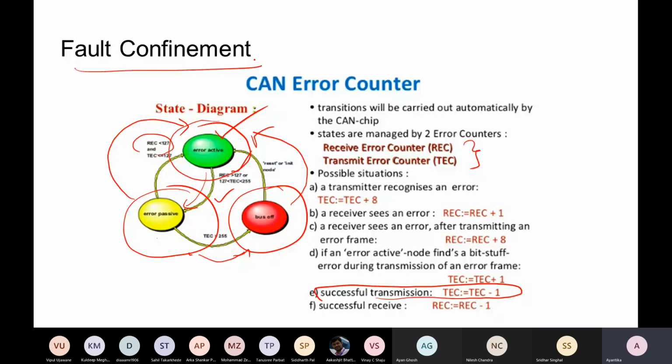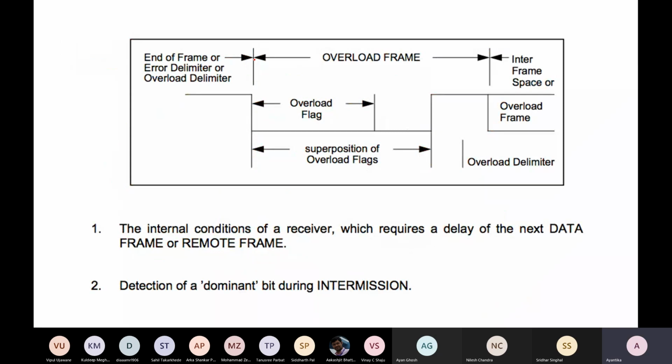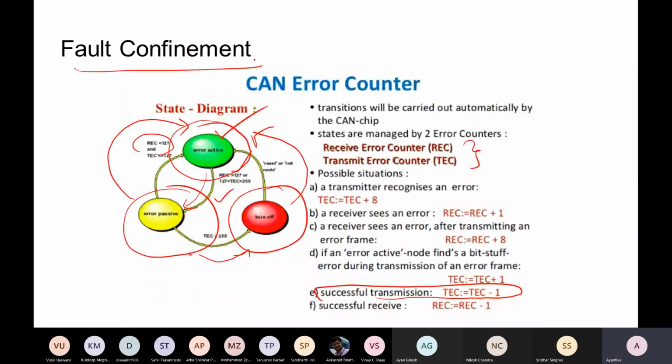These are two very smart properties. One is fault confinement, which is useful for ensuring reliability, and the previous one we discussed is message arbitration, how the priority is set and handled by the CAN bus. So this is the concept of fault confinement. Just go through it. If you have any doubt, I will discuss it again.